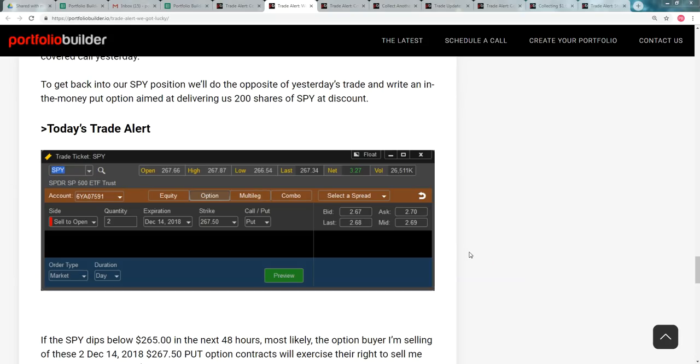At this point we had two options. We could simply repurchase the SPY shares and write another covered call, or we can sell to open two 267.50 put option contracts. And in this situation, we get to collect $269 per contract times 2. And if the SPY were to drop below the strike price plus the premium we collected, we would be assigned shares of the SPY.